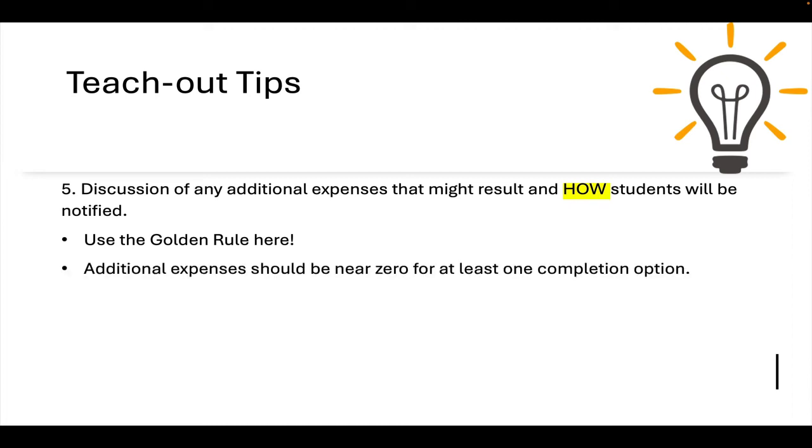Very important here. Again, additional expenses should be near zero for at least one completion option. So if you have 3 or 4 completion options that a student might be able to use to complete their degree as part of the teach-out, one of those needs to essentially not have any new expenses for those students moving forward. Now, they could choose an option that might have additional expenses.